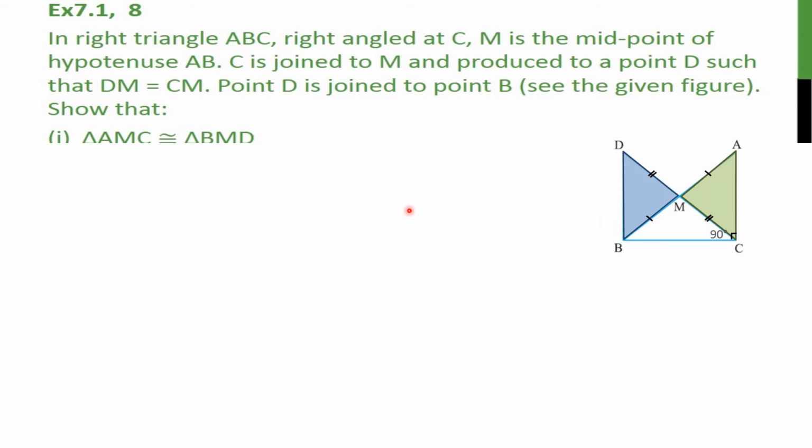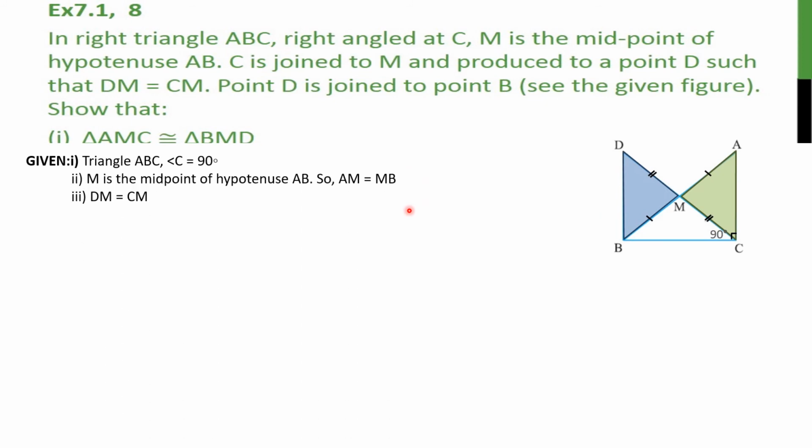So let us see step by step now. First you write what is given. Next you write what is to be proved. So first you have proved triangle AMC is congruent to triangle BMD by SAS. Hope you understood how I proved. First condition, BM is equal to AM, DM is equal to MC, and vertically opposite angles are equal. Therefore, we have proved these two triangles as congruent by SAS.